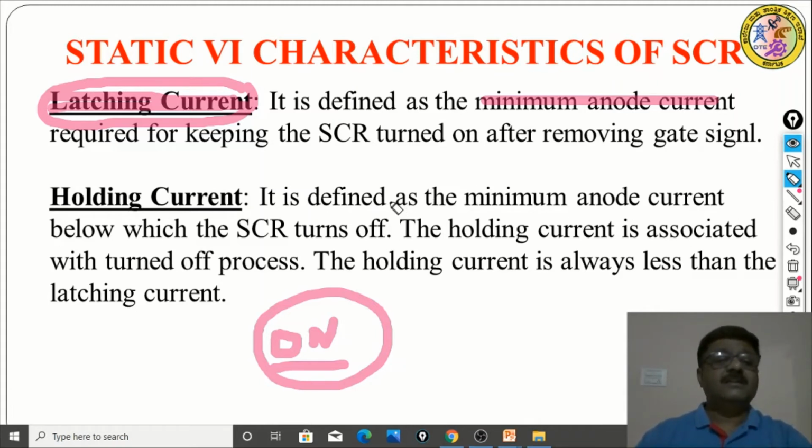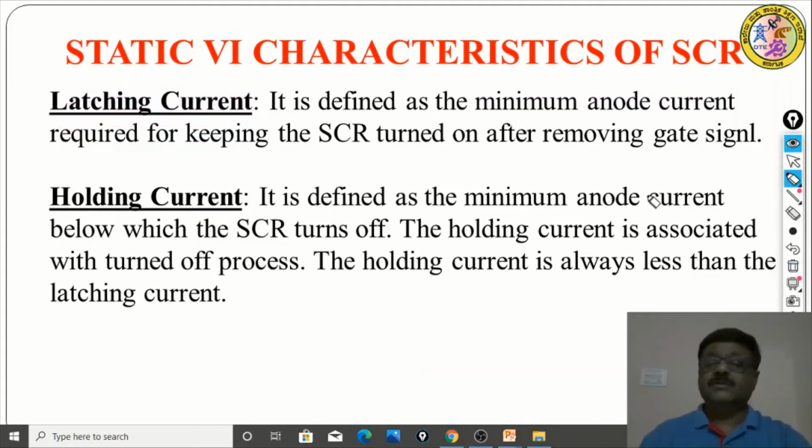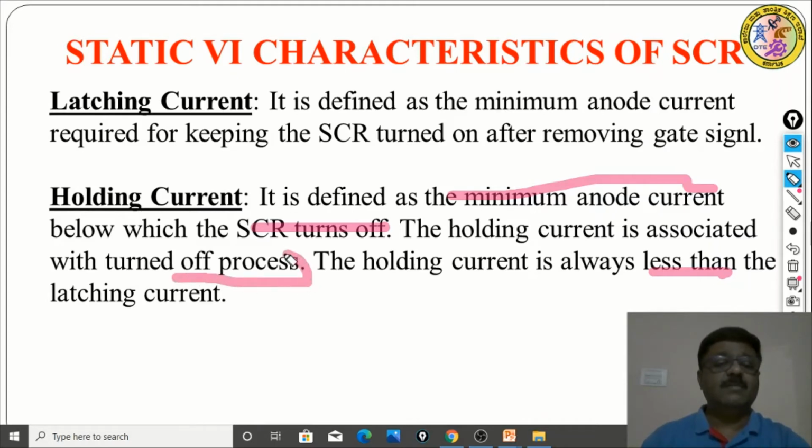So next, let us come to the holding current. Holding current is also the minimum anode current below which the SCR turns off. Holding current is always less than latching current. And holding current is associated with the turn off process of the SCR. Means if I want to turn off the SCR at any instant, I should decrease the anode current below the holding current.